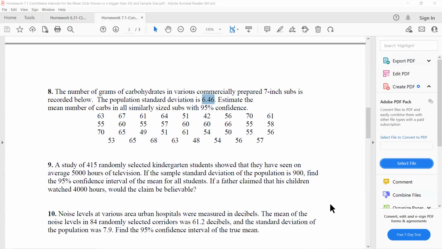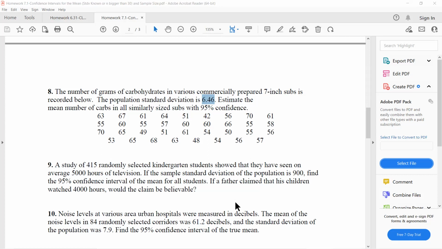While we're waiting for that, number 10. Noise levels at various urban hospitals were measured in decibels. The mean of the noise levels in 84 hospital corridors was 61.2 decibels, and the standard deviation of the population was 7.9. Find the 95% confidence interval of the true mean. I think you can do this one. I'll help you if you need it. It's just like the last one, but with different numbers.